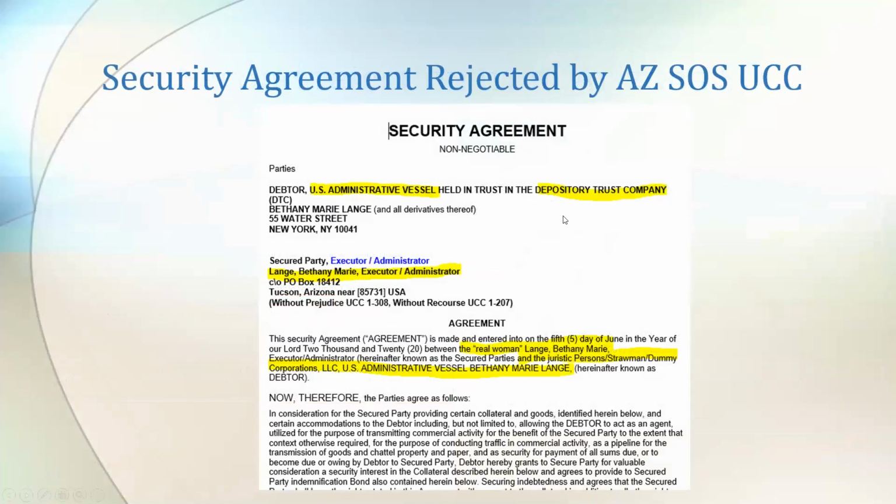So this was the security agreement that went with it. And this, again, I took the same base that Savo took with that security agreement in the back of the redemption manual. So it's almost 30 pages long, has 80 something items listed in the collateral, but I put a lot of content in there from Yusuf L's site. And again, following this upper lowercase, so real woman, upper lowercase versus juristic person, straw man, dummy corporation, U.S. administrative vessel, Bethany Marie Lang. So this is what the Secretary of State was rejecting, because I don't have a trust in here. I have Lang, comma, Bethany Marie. So I'm assuming that was the bulk of her objection.